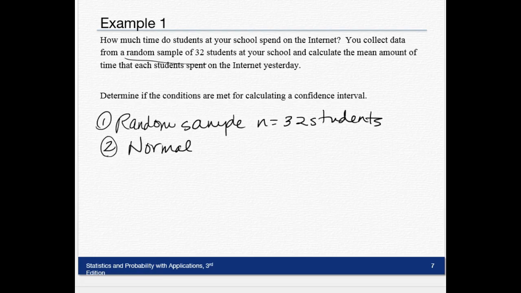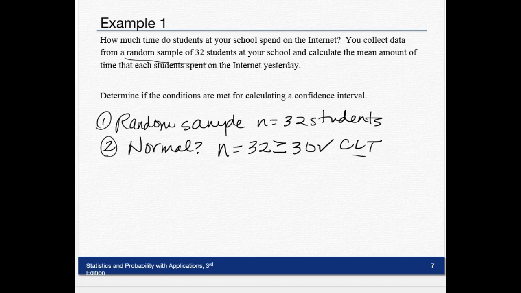Remember, how do we know if it's normal? Either they tell us the distribution is normal or the sample size is greater than 30. Well, they didn't tell us the shape of our distribution. So since n is equal to 32, it's greater than or equal to 30, and I can put a check because of the central limit theorem. You need to write it like this: n equals your sample size, greater than or equal to 30, and refer back to the central limit theorem. So those are the two conditions you have to check. So the first couple problems in your problem set, you're just checking conditions.